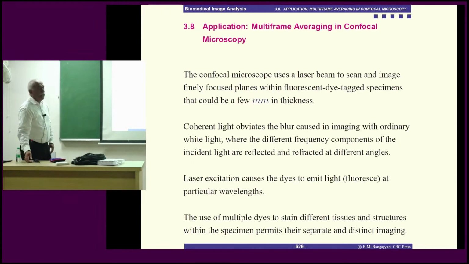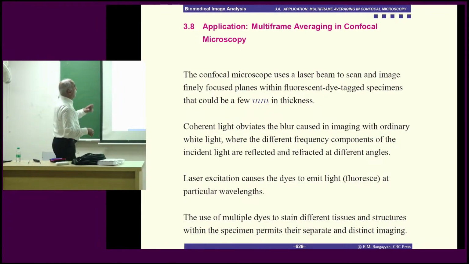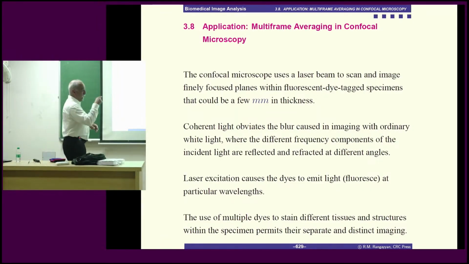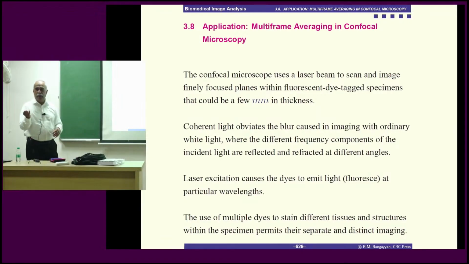Okay, at the end of each chapter I have given some applications. So there is a bit of a repetition in the sense I showed some examples earlier with synthetic images. Now I show the application. Multi-frame averaging, I mentioned earlier, ensemble averaging could be done to reduce noise. In confocal microscopy, you use a laser beam to scan a sample. It could be a biological specimen. There could be some thickness to it.